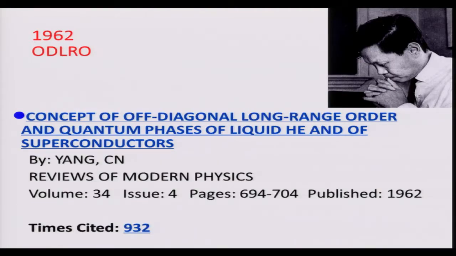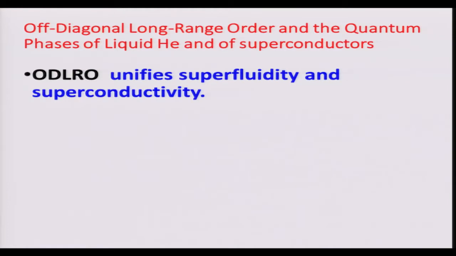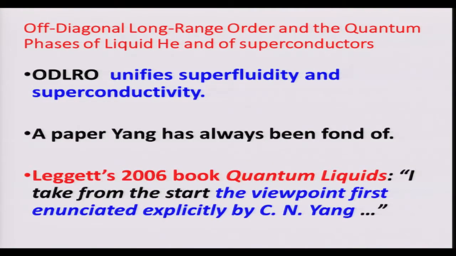Then in 1962, Professor Yang published this paper on off-diagonal long-range order. In this work, Professor Yang used off-diagonal long-range order to unify superfluidity and superconductivity. And this is a paper Professor Yang has always been fond of. And let me mention, in recent years, Nobel laureate Tony Leggett published a book. This book was written under the viewpoint of Professor Yang, namely using the reduced density matrix of one or two particles. That's off-diagonal long-range order here.